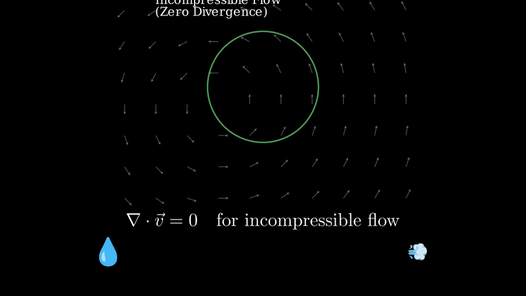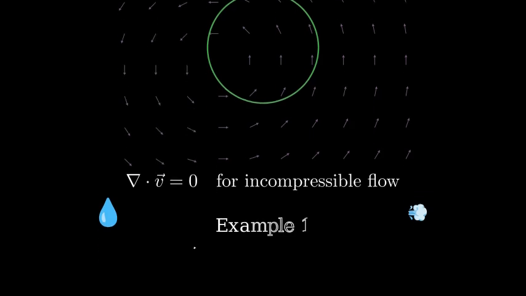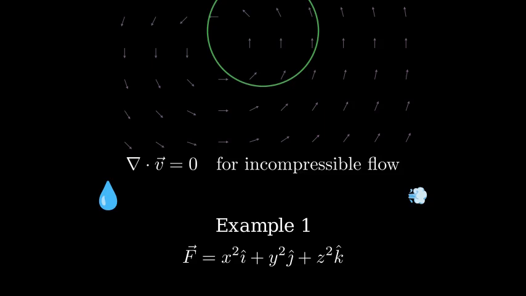Now let's work through some examples to better understand how to calculate the divergence. Example 1. Let's find the divergence of the vector field F equals x squared times i hat plus y squared times j hat plus z squared times k hat.